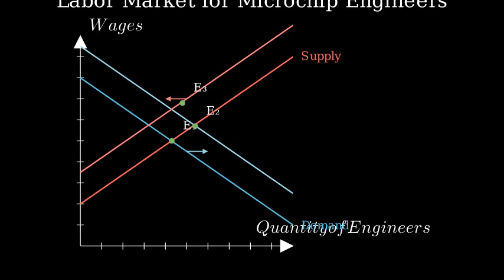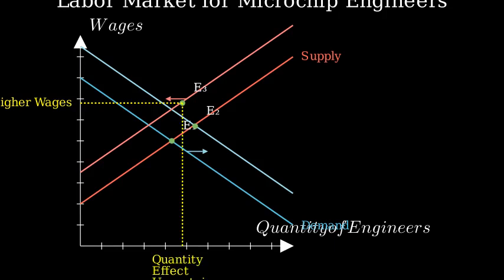Let's analyze these changes in detail. First, wages have definitely increased. Both the increased demand and decreased supply push wages up. The effect on quantity is less certain. In this case, we see a slight decrease in quantity from E2 to E3, but this could vary depending on how much each curve shifts.